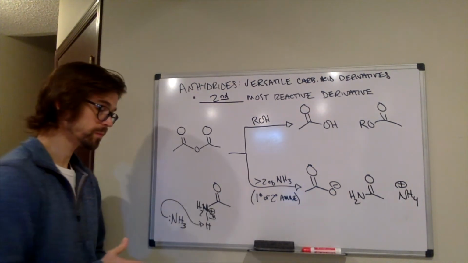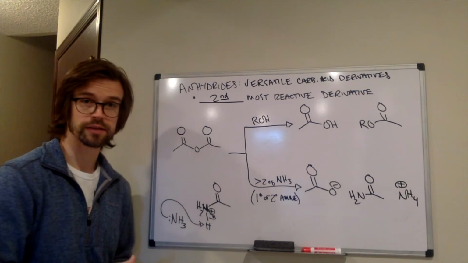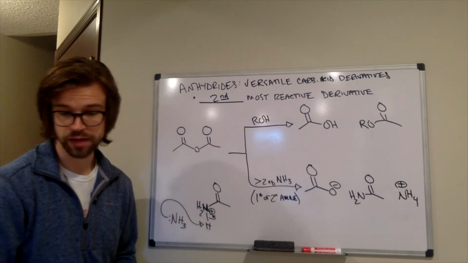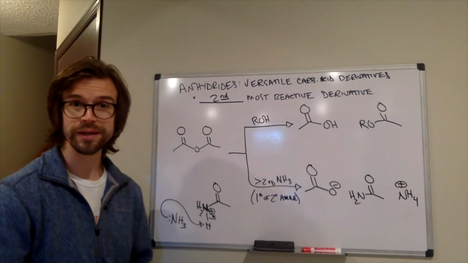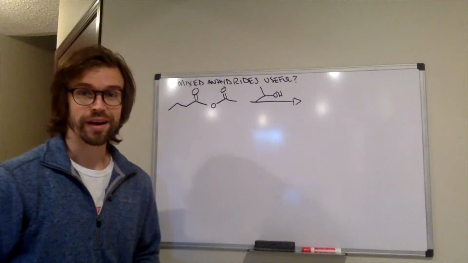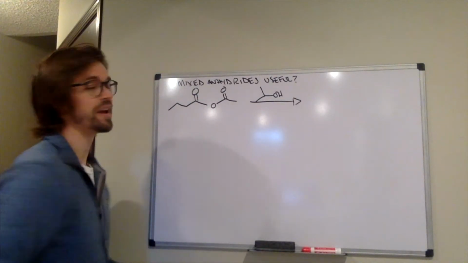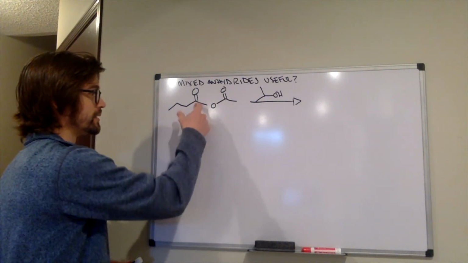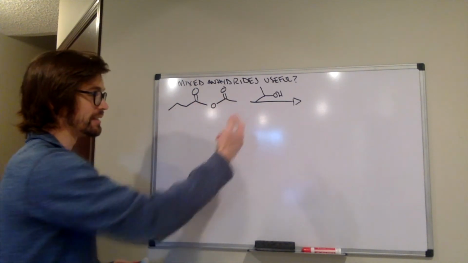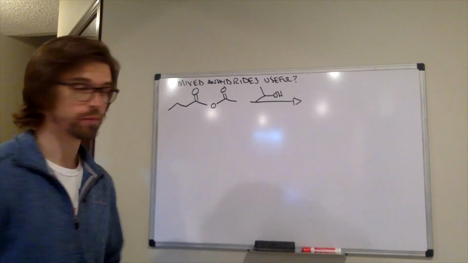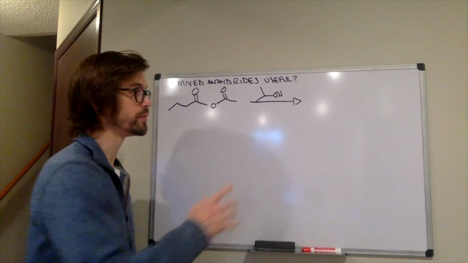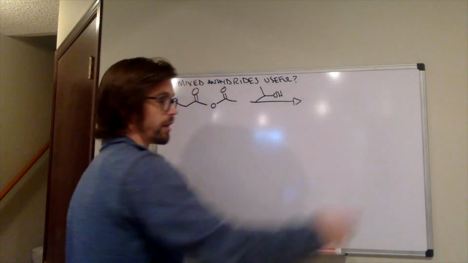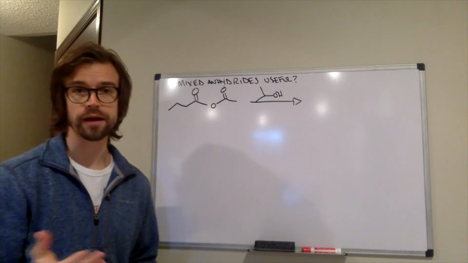So that's how anhydrides can react. What about mixed anhydrides? Okay, so here we have a mixed anhydride. What does that mean? Back to our nomenclature, it was mixed because this side of the anhydride is different than that side. Are these useful? Well, let's take a minute and you pause the video and put in all the products that you would see in this reaction and then come back.